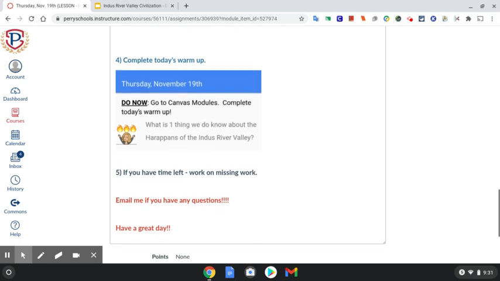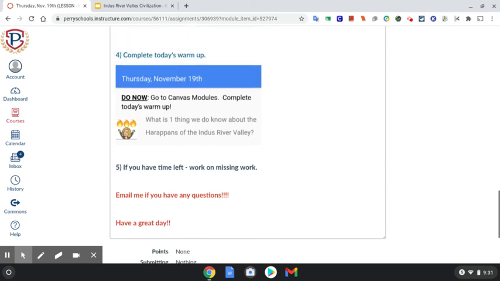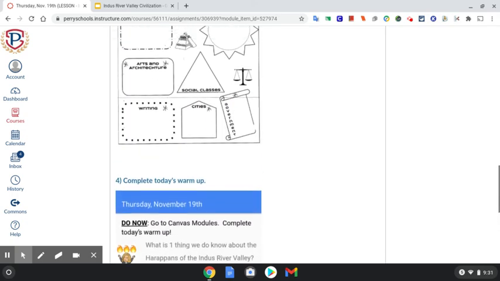Once you go through that, you will then complete today's warm-up and use the reading to do so. The warm-up asks you, what is one thing we do know about the Harappans of the Indus River Valley? Once you have the reading complete, the graphic organizer complete, and the warm-up complete, you are done for today. If you have any questions, please email me, and I will talk to you later.